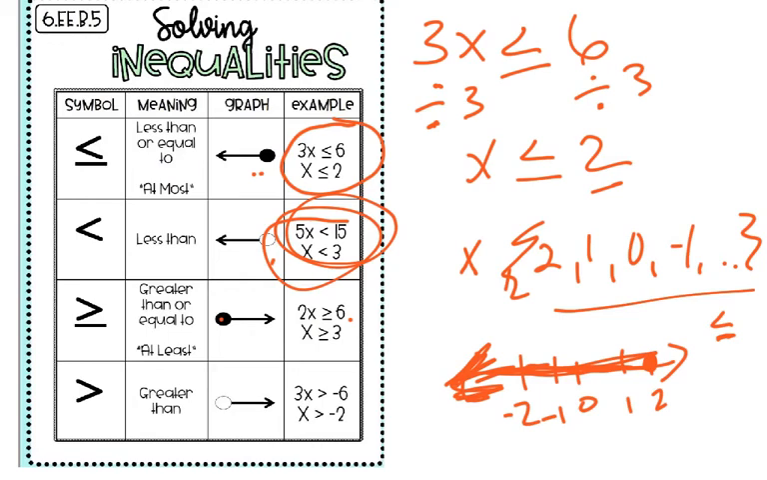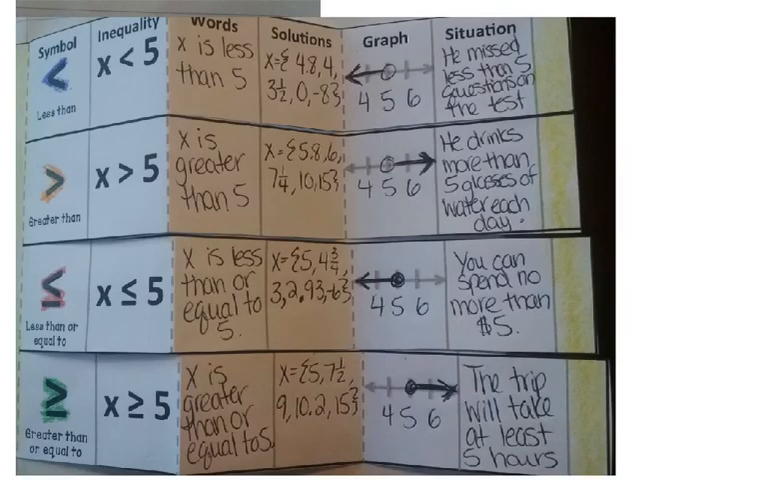Okay? So, the main things you need to remember are that you're going to solve these just like you do equations. However, with an inequality, you can have an infinite number of answers. You don't have just one answer. You can have many different answers.